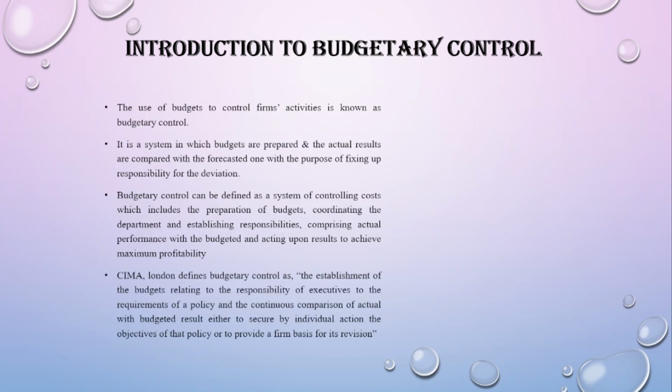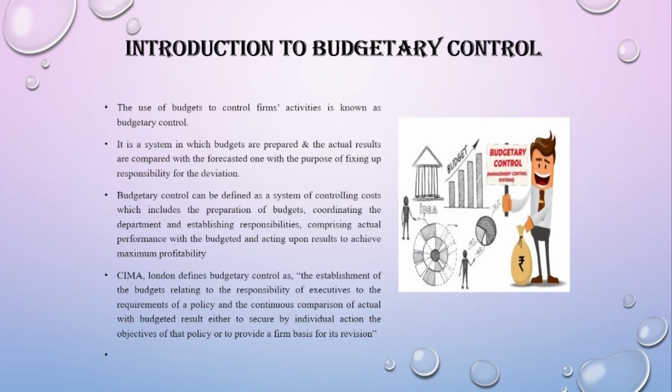CIMA, an organization of London, defines budgetary control as the establishment of budgets relating to the responsibility of executives to the requirements of a policy and the continuous comparison of actual with the budgeted results, either to secure by individual actions the objectives of that policy or to provide a firm basis for its revision. Actually, these are the pictures on budgetary control, and especially those who are economists have identified such types of images in aspects of budgetary control.